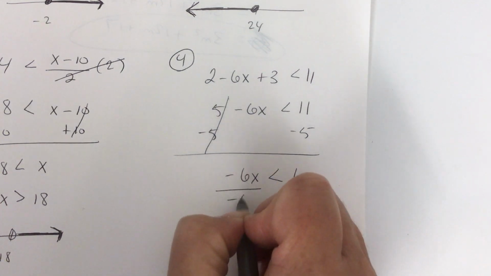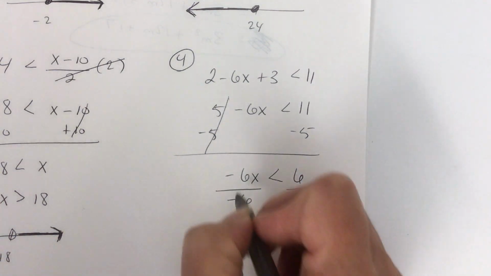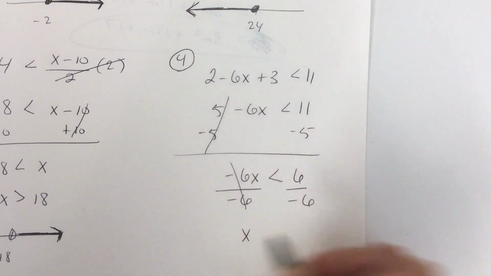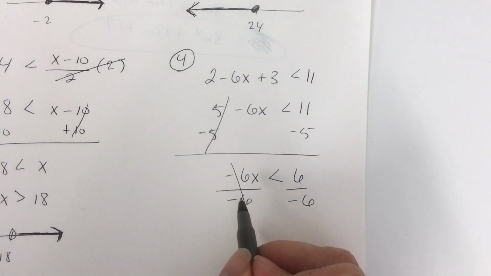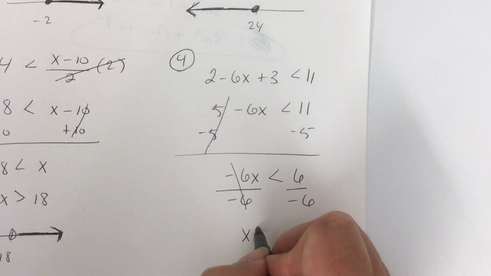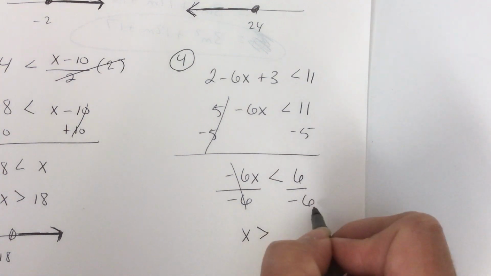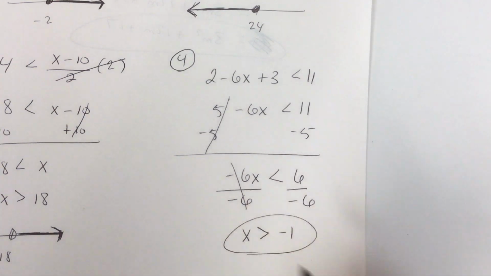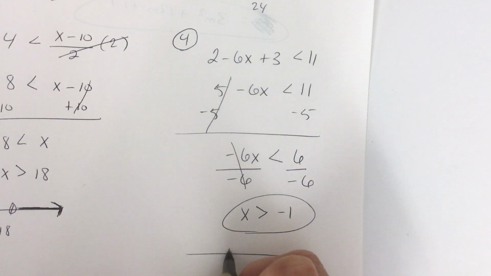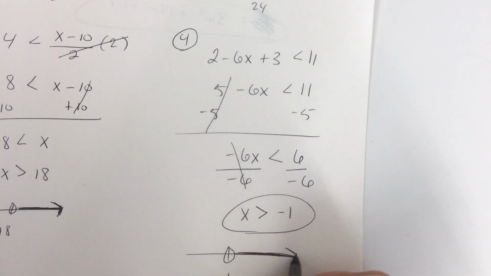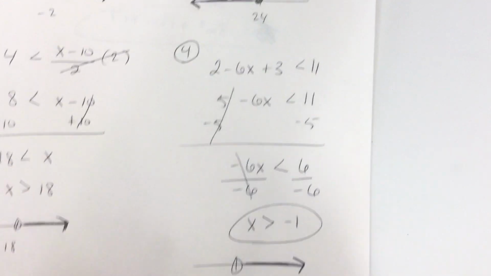Now I'm going to divide both sides by negative 6. So that's a 1, so that cancels out, just left with x. But because I'm dividing by a negative 6, I change it to greater than, and 6 divided by negative 6 is negative 1. So negative 1, open circle, shaded to the right.